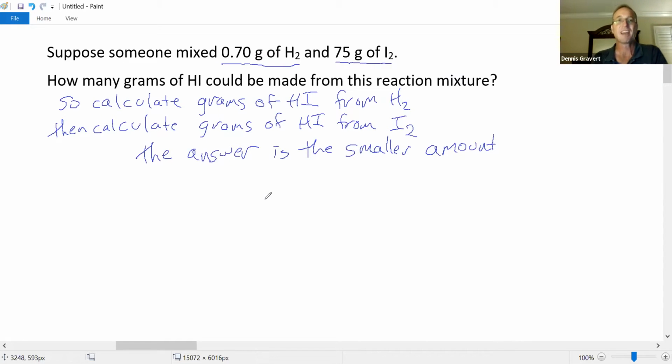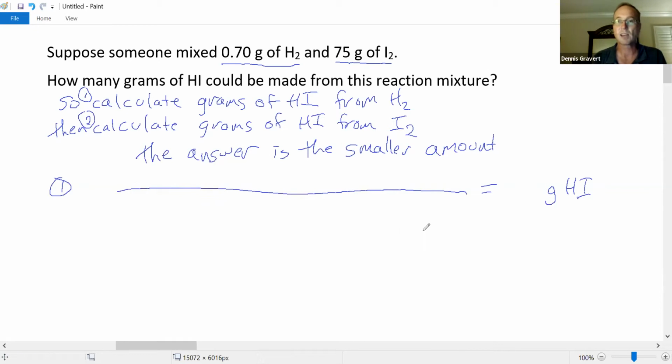Okay, so what do we want? We want to know first grams of HI from hydrogen, and then second, brand new calculation, grams of HI from I2. So let's do number 1 first. What do we want? We want grams of HI. So I'm going to use dimensional analysis or unit conversion to solve this problem. So I say, okay, this is what I want, grams of HI. What am I given? That's the second part. I'm given 0.70 grams of hydrogen gas. Step 3, use conversion factors to change grams of H2 into grams of HI.